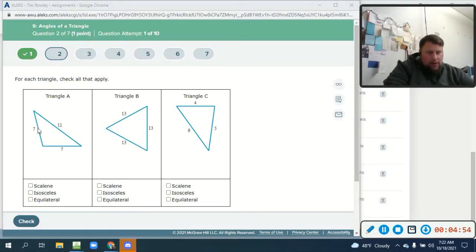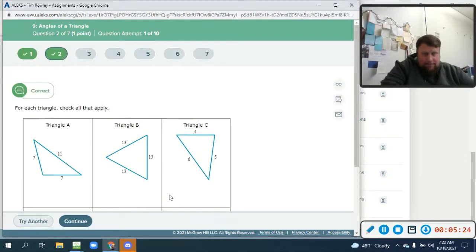We have right here 7, 11, 7. Oh, two 7s. That makes this isosceles. Boosh. Okay? 13, 13, 13. This is equilateral, but you know what? Are two legs the same as well? It's also isosceles. How about that? And then last but certainly not least, we have 6, 5, 4 or 4, 5, 6. All are different. This is scalene. Okay? Boom. Look at that.